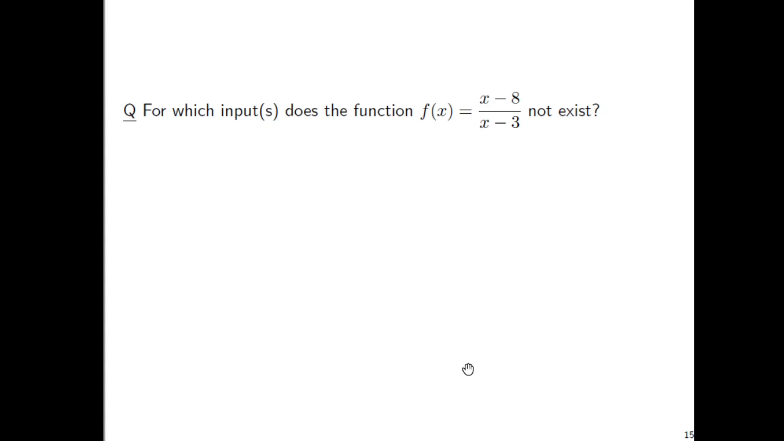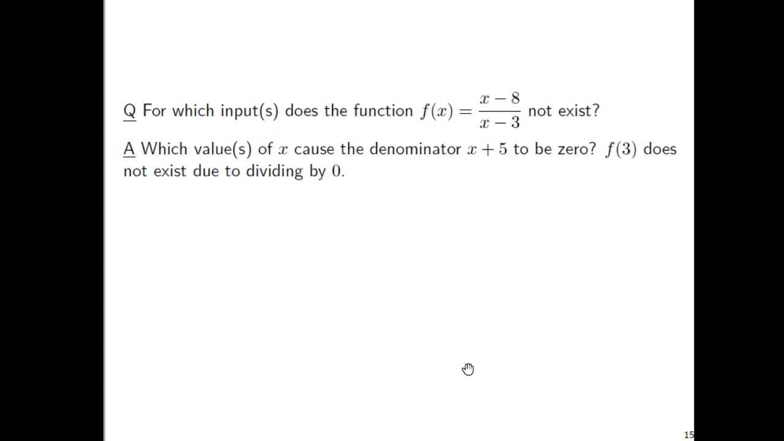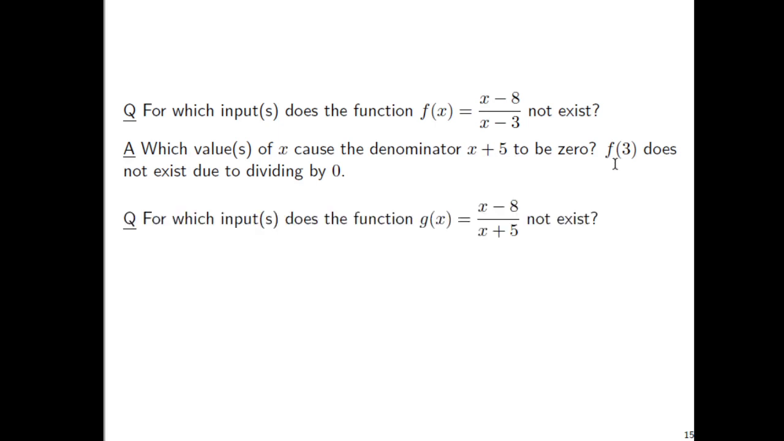Let's take a look at another one. This one's a little different. This is really just asking for which input, or inputs, does the function f of x equals x minus 8 over x minus 3 not exist. So hopefully the last question served as a good warm-up to this. In other words, which values of x cause the denominator, x minus 3 (sorry, this is a typo, this should say x minus 3), to be 0? Well, it's when x equals 3, right? So f of 3 does not exist due to dividing by 0.